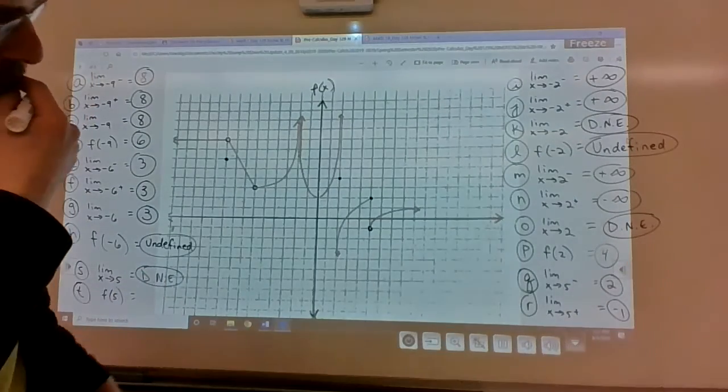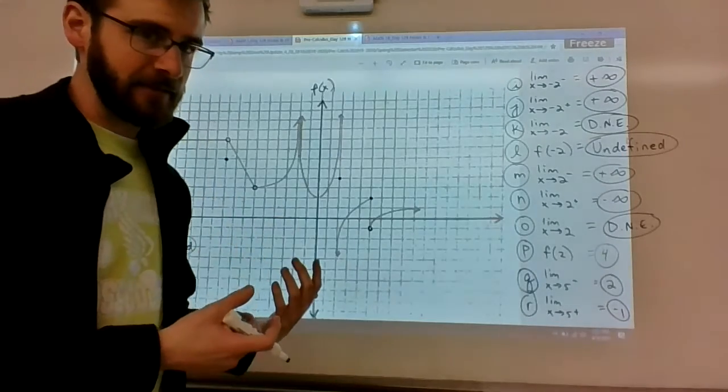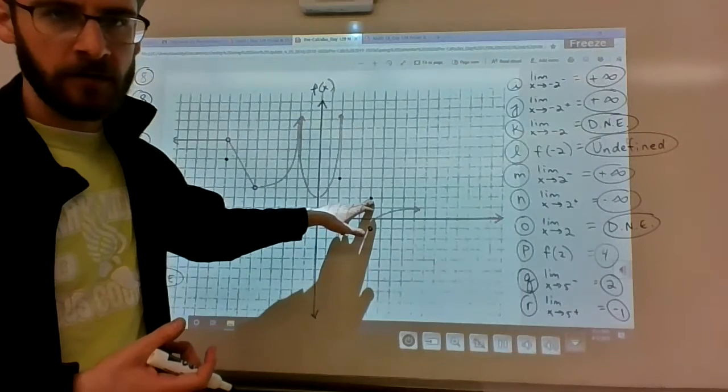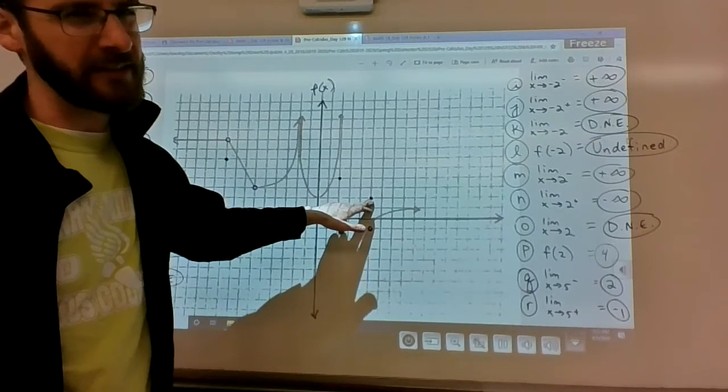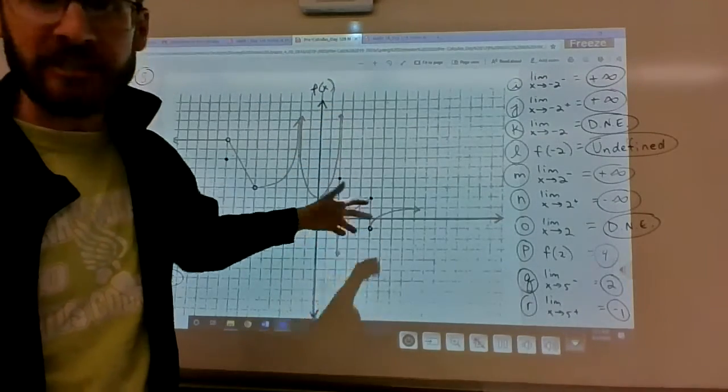But when you're talking about where the function lives, not the limit, but where the function lives, there's a filled in circle. Remember, we're just talking about a point here, not a two-dimensional circle. At 5, it actually equals 2.